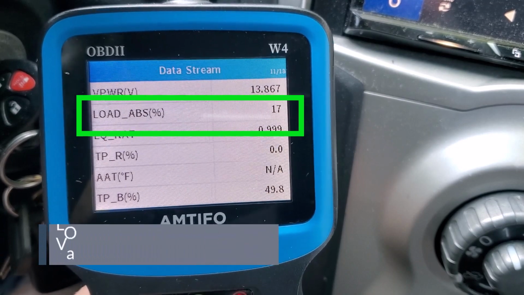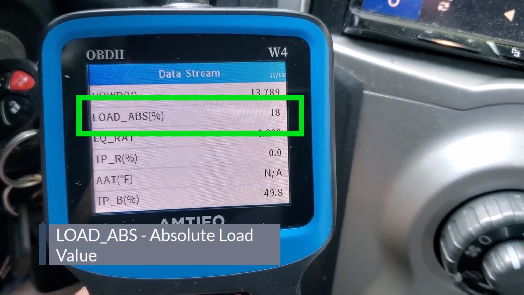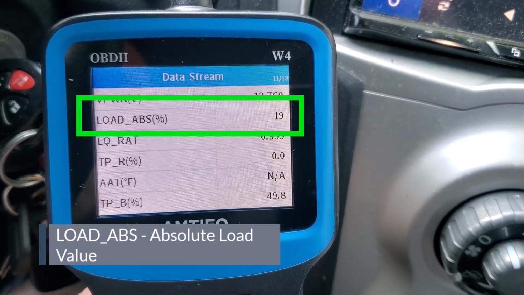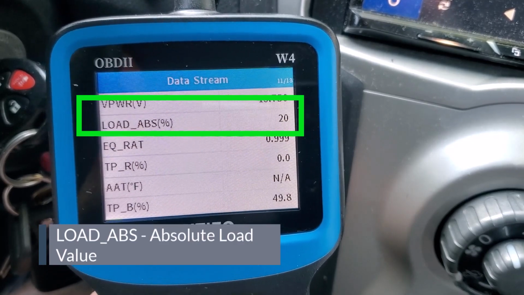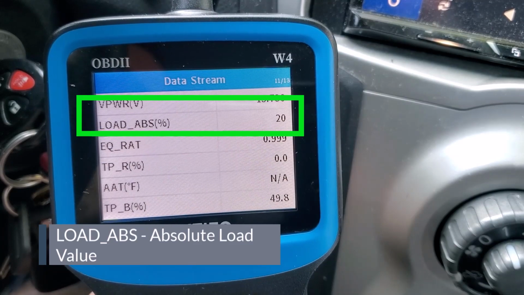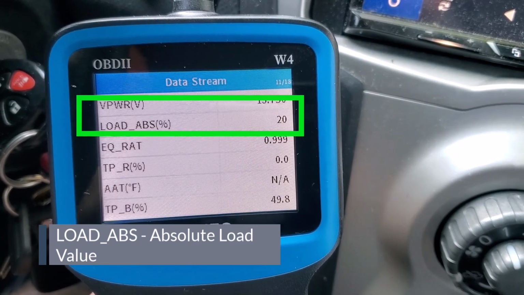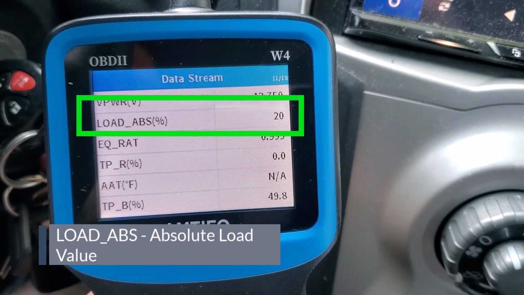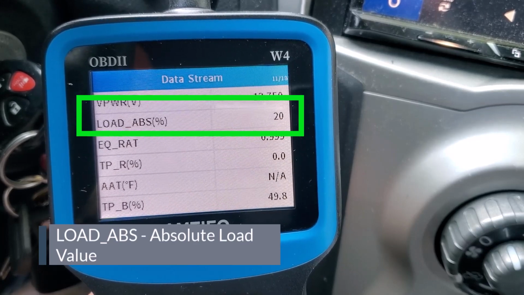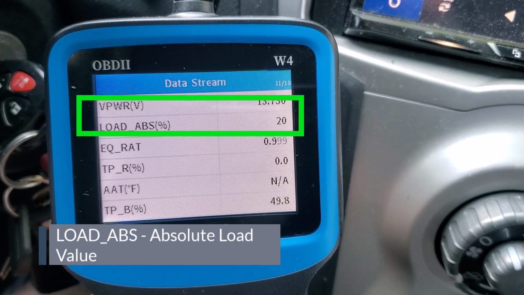Okay, next up we have load ABS, which is the absolute load value, and this kind of resembles the calculated load value we saw before, which was load percentage, but this one has a different formula they use. I think it uses the intake stroke and also air mass and stuff like that. I think it might even use your engine size, but that one's close.